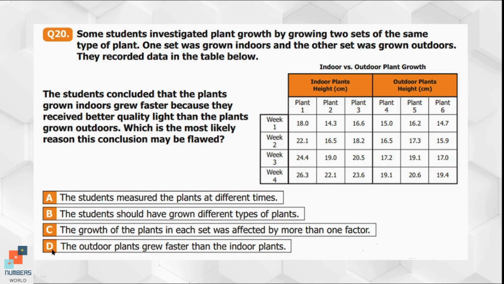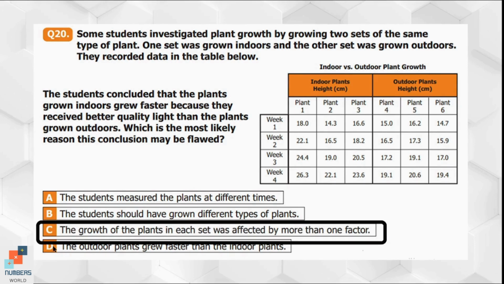So let's see option D first. In the chart, it's quite clear that the indoor plants grew much faster as compared to the outdoor plants. So that's why option D is also not correct. The only correct option is that the growth of the plants in each set was affected by more than one factor. It's other than light. So that's why the indoor plants are growing faster: the type of plant is the same, the same amount of light is given to both, but there are some other factors or variables which are affecting the growth of the indoor plants.